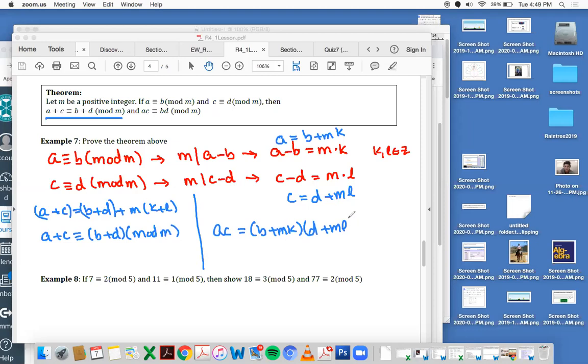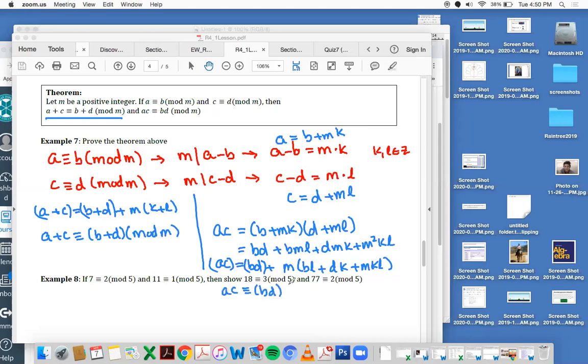All right. And if I multiply these together, A times C is B plus MK times D plus ML. This is going to give me BD and BML, DMK, M squared KL. So AC is going to be BD plus M times a bunch of stuff, okay? What's important is not what the bunch of stuff is, but whether the bunch of stuff is an integer. So this thing in parentheses is an integer. Because this number can be written as this number plus m times an integer, that means these are congruent. Okay, so AC is congruent with BD in mod m.